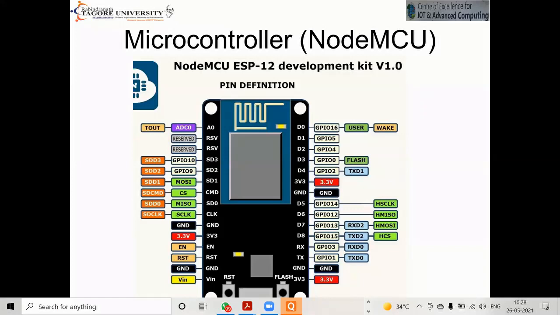One is the digital pin, which is connected with the digital sensor. One is the analog pin, which is connected with the analog sensors. And because this is the microcontroller, with this microcontroller your sensor and your cloud will be attached.